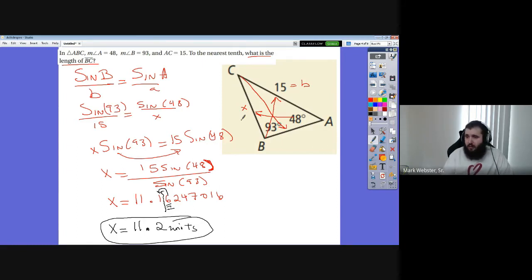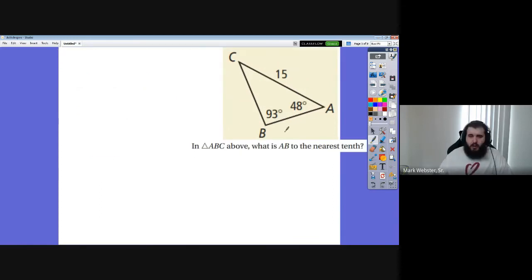Now, once again, this is a problem that should take you all of 15, 20 seconds. I dragged it out because I wanted to explain every step, but the amount of time it takes to go from here to here, 45 seconds maximum totally. All right. So now I want to know about side AB.